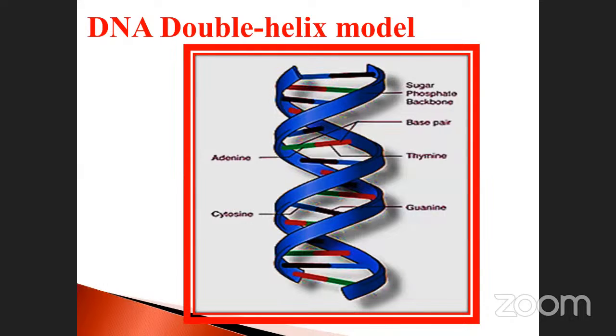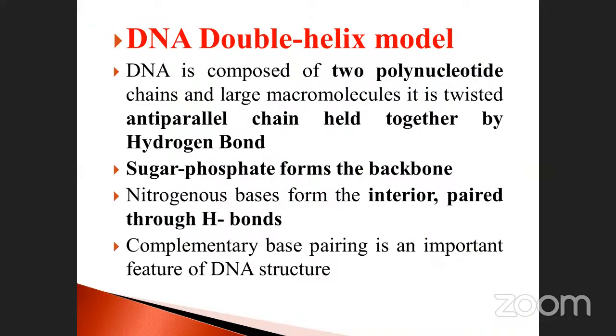Suppose the sugar and phosphate were not present here. What happens? The nitrogen bases do not play a role, so the double helical structure is not possible. Imagine the nitrogen bases inserted onto the phosphate and sugar molecules. This is the entire structure. Sugar and phosphate form the backbone. Nitrogen bases form the interior part through the hydrogen bond.